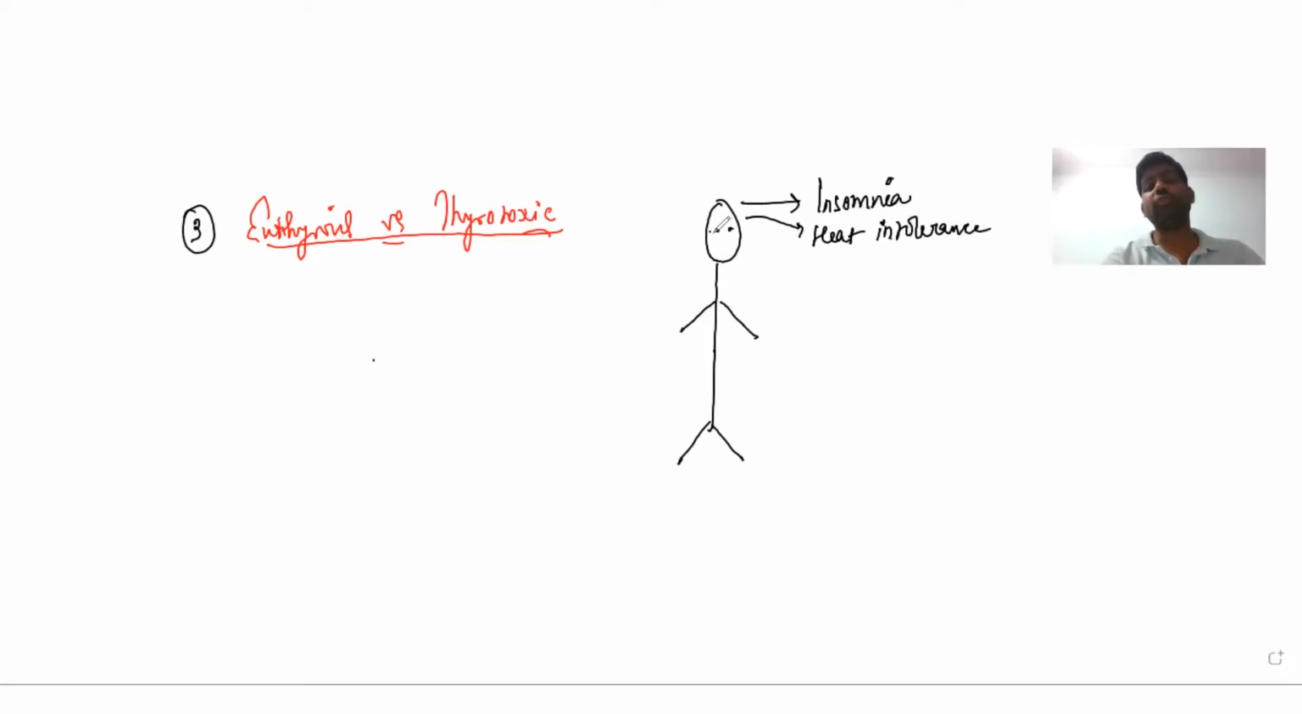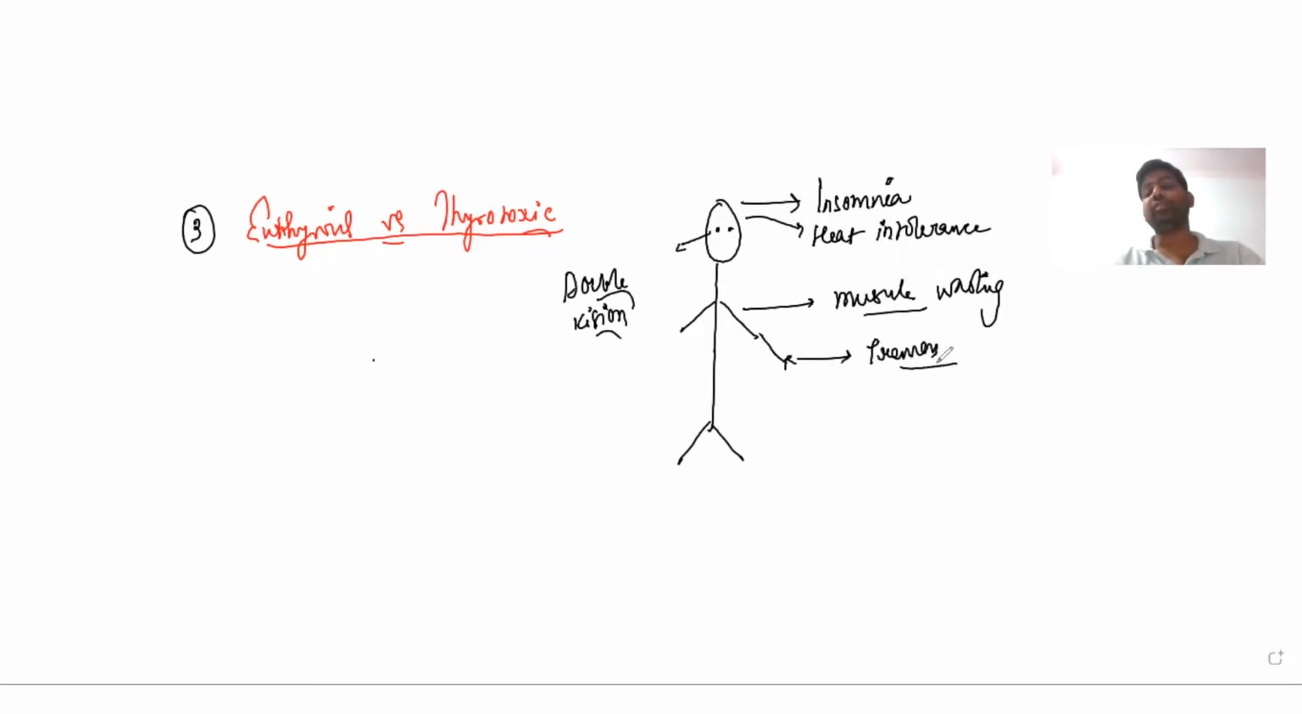Then we will take history of double vision, because there is thyroid ophthalmopathy present in some patients with thyrotoxicosis, and presence of thyroid ophthalmopathy is a hallmark of Graves' disease. Then we move down, we might find features of muscle wasting, and if we move further distally, there will be tremors in the extremities. Then in the cardiovascular system, there will be features of palpitation, history of chest pain.